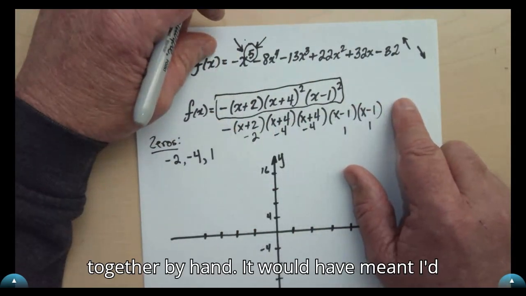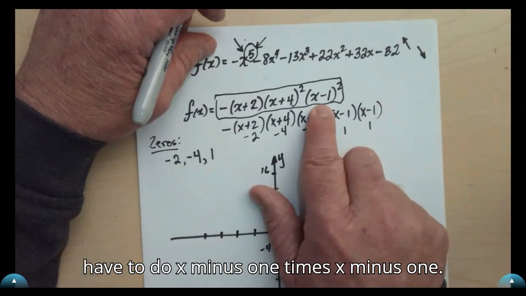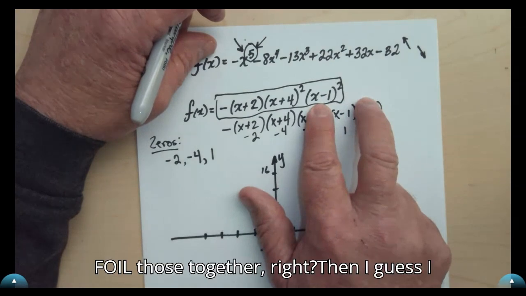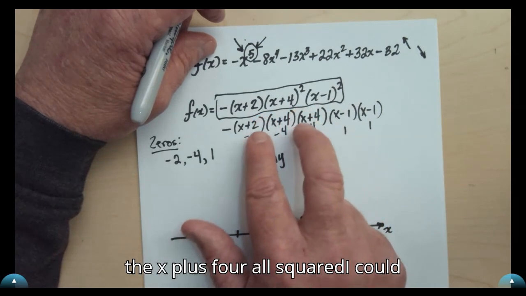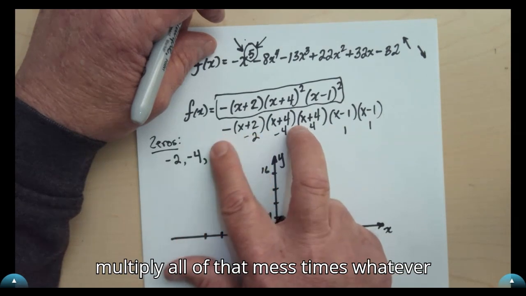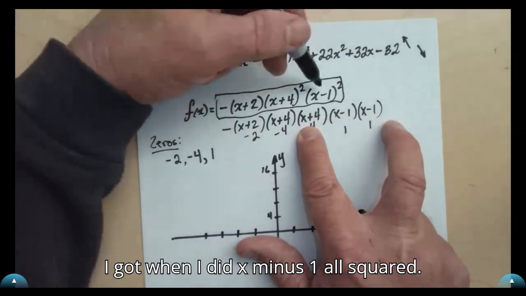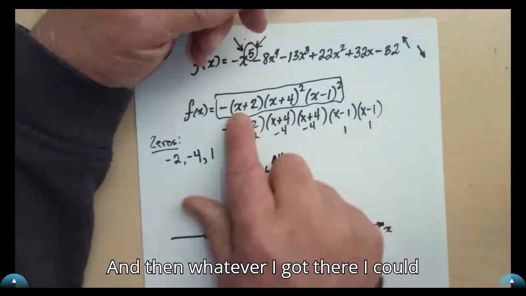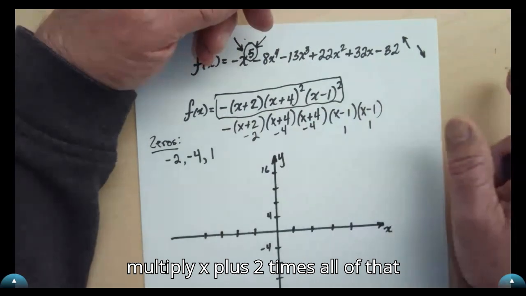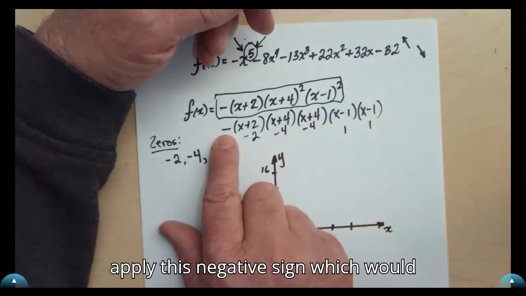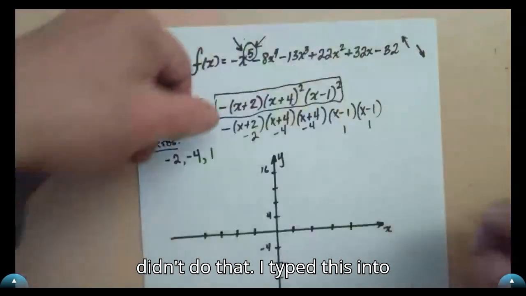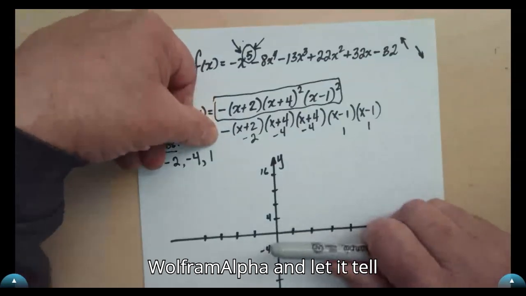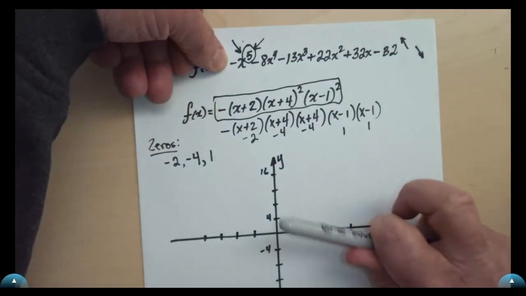And I could have multiplied it all together by hand. It would have meant I'd have to do x minus 1 times x minus 1, FOIL those together, right? Then I guess I could FOIL x plus 4 times x plus 4 all together. Then whatever I got from the x plus 4 all squared, I could multiply all of that mess times whatever I got when I did x minus 1 all squared. And then whatever I got there, I could multiply x plus 2 times all of that stuff. And then I could apply this negative sign, which would reverse all the signs. That said, I didn't do that. I typed this into Wolfram Alpha and let it tell me what it's equal to.